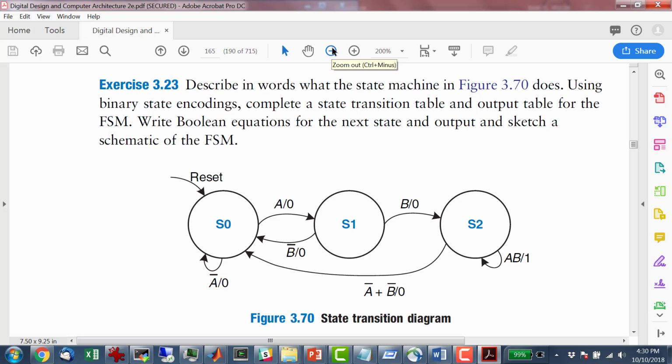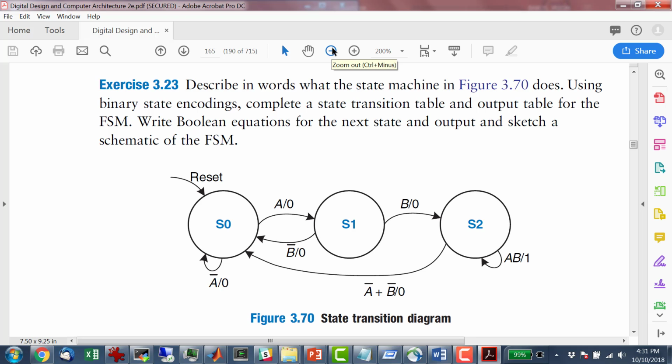Okay, let's see. The next question is very similar, except this one is a Mealy machine. And I know that because they moved the output out of the states and onto the arcs, onto the transitions. So what does this one do? How is this different? Well, it's similar.